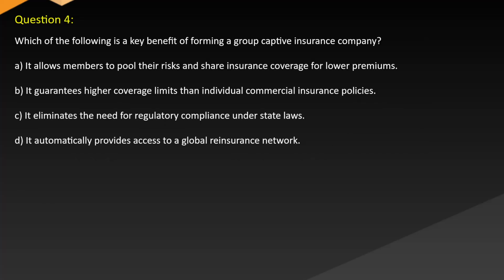Question 4. Which of the following is a key benefit of forming a group captive insurance company? A. It allows members to pool their risks and share insurance coverage for lower premiums. B. It guarantees higher coverage limits than individual commercial insurance policies. C. It eliminates the need for regulatory compliance under state laws. D. It automatically provides access to a global reinsurance network.